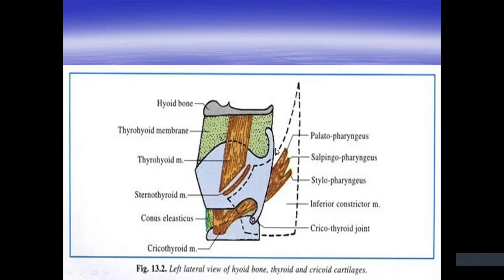It receives insertion of this posterior border. It receives insertion of stylopharyngeus, palatopharyngeus, and salpingopharyngeus muscle. Okay, stylopharyngeus, palatopharyngeus, and salpingopharyngeus, they are attached to the posterior border of the lamina of the thyroid cartilage. That you should remember. And oblique line, I told you in the previous slide that oblique line gives attachment to what? And the posterior border of the lamina of the thyroid cartilage, the structures are different.